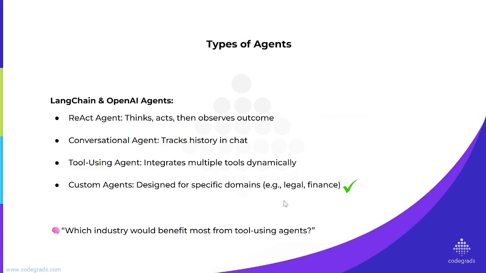Like if we are working with the legal or finance department, at that point of time we need custom agents. So custom agents are very important as many tasks are domain specific. Now, which industry will benefit most from the tool using agent? Now, we have seen here, we can use it for chatbots, and for specific domains like legal, finance or health. So, domain specific industries are using tool using agents more.